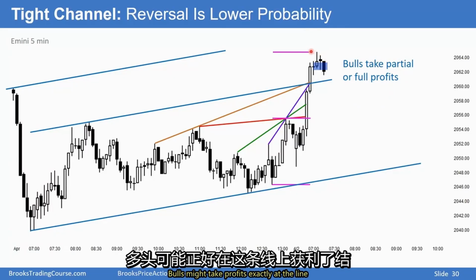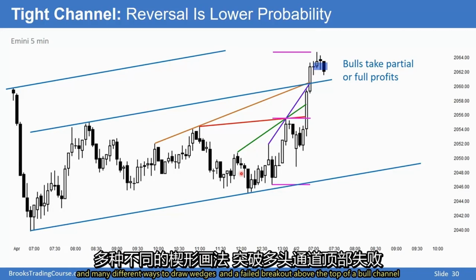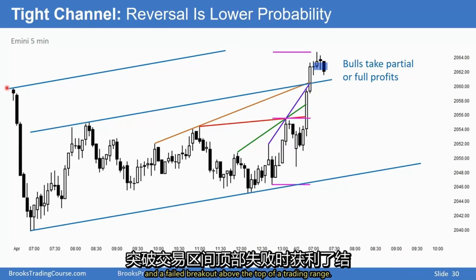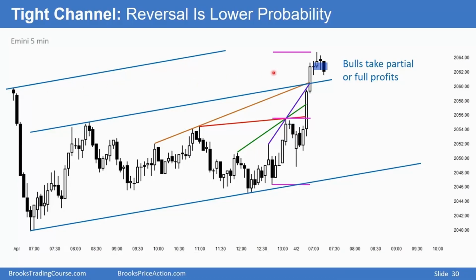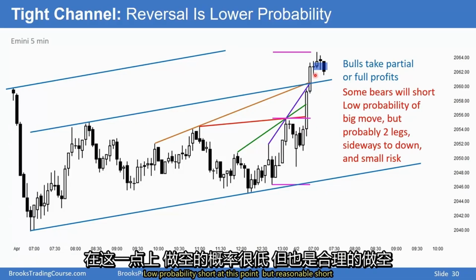Bulls might take profits exactly at the line or a tick or two below, or on the reversal down, a micro double top, and many different ways to draw wedges, and a failed breakout above the top of a bull channel, and a failed breakout above the top of a trading range. Low probability short at this point, but reasonable short.